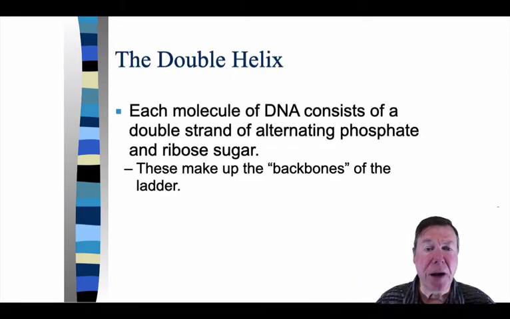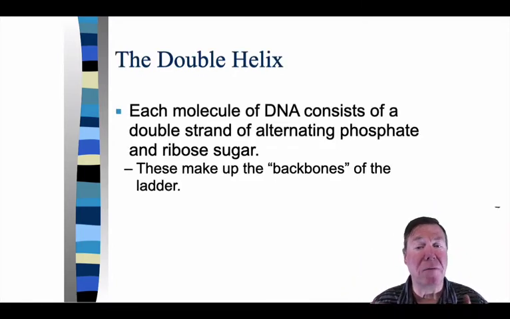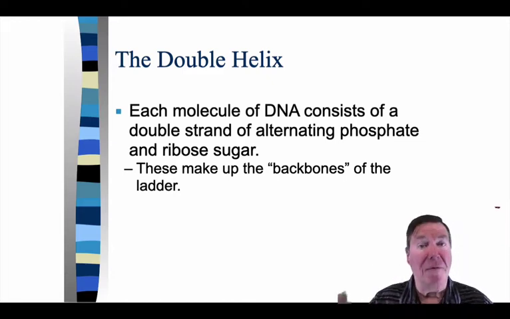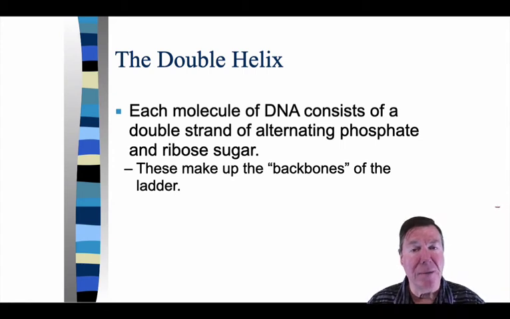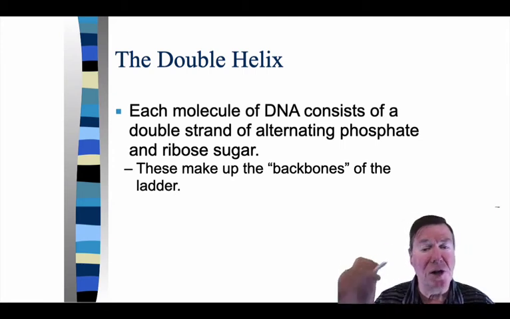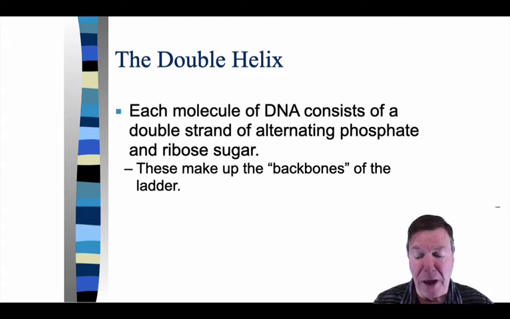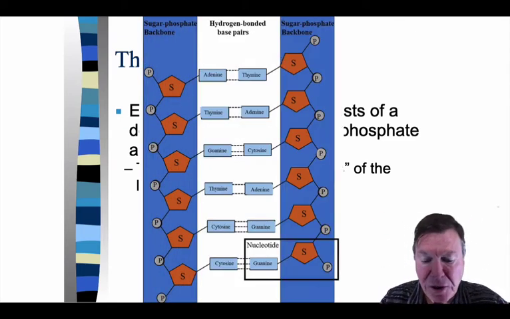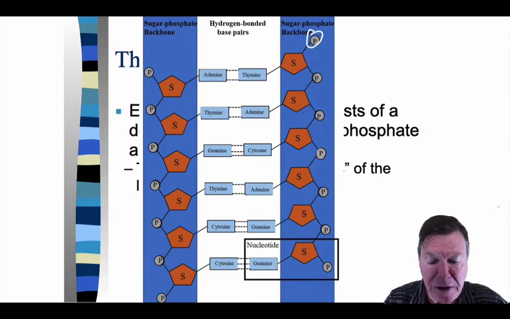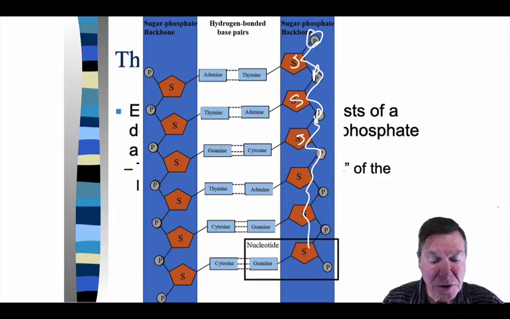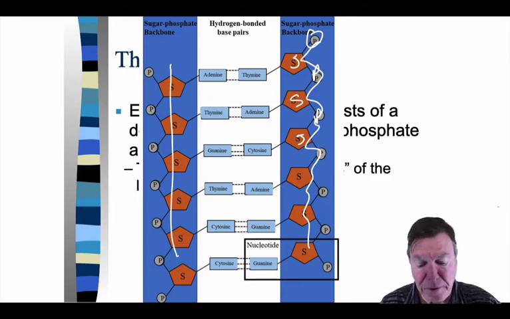The double helix consists of a double strand of alternating phosphate and ribose sugar. Just to say, up the outside of the DNA, I'm going to show you some diagrams. Outside of the DNA is alternating phosphate, sugar, phosphate, sugar, phosphate, sugar. They make up the backbone of the ladder. So you have the phosphates in there. Here's a phosphate, sugar, phosphate, sugar, phosphate, sugar. So it's alternating phosphates and sugars all the way down the backbones of the DNA.